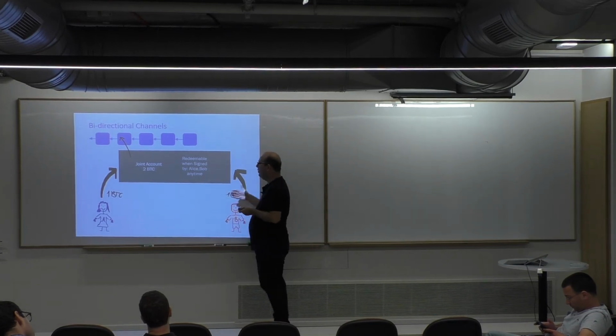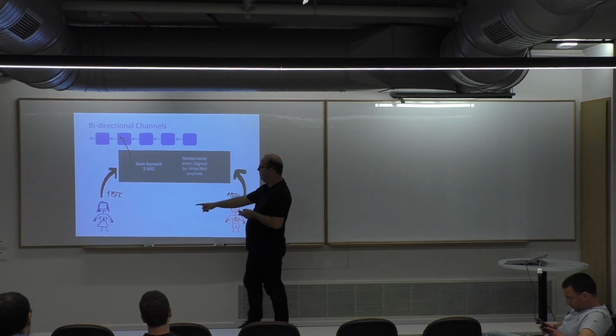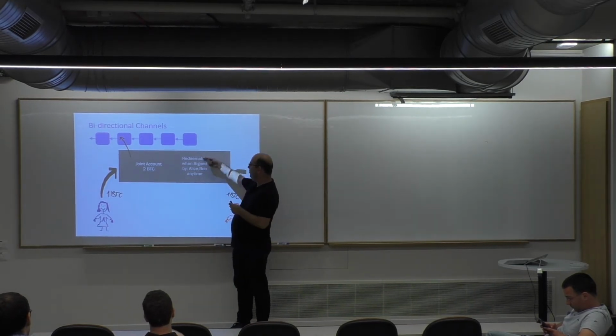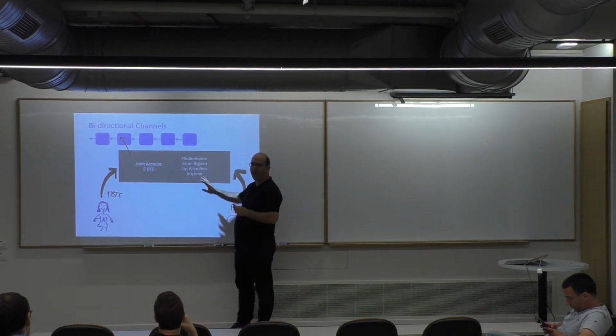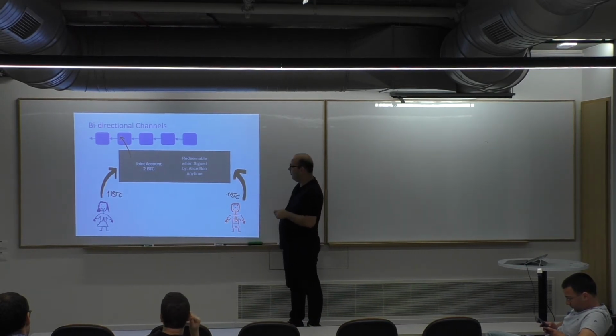Alice and Bob create a joint account. Each one puts in a Bitcoin. And this is redeemable when it's signed by Alice and Bob at any time. Okay? So maybe this is also a warm-up with our first attempt.